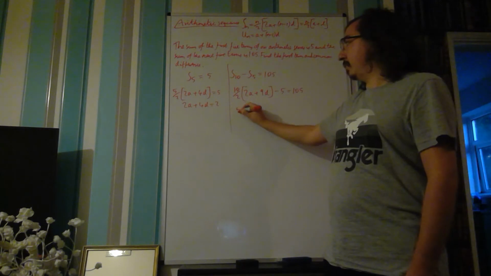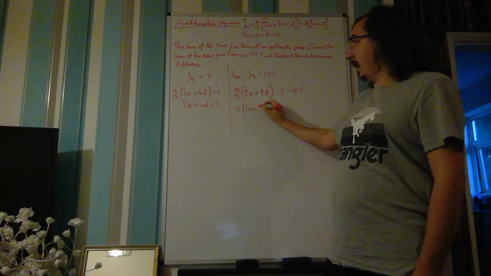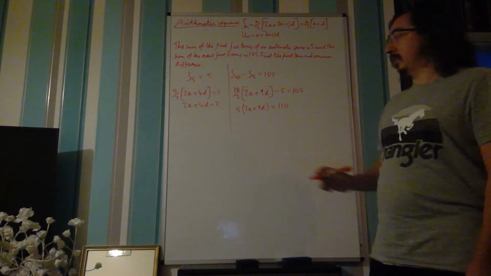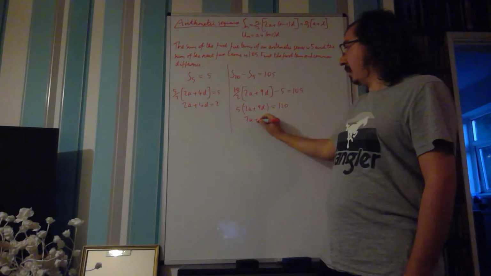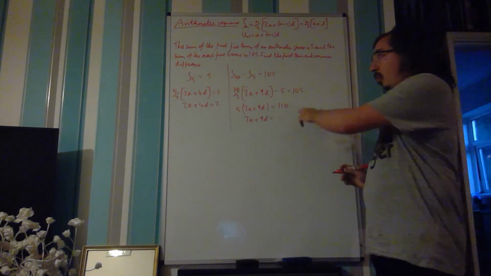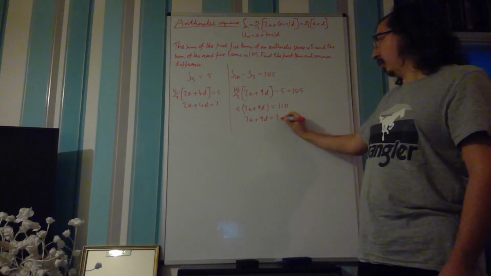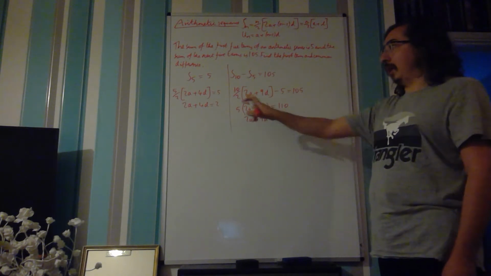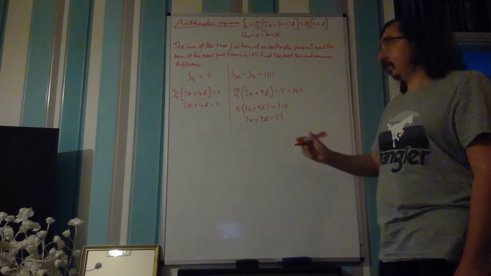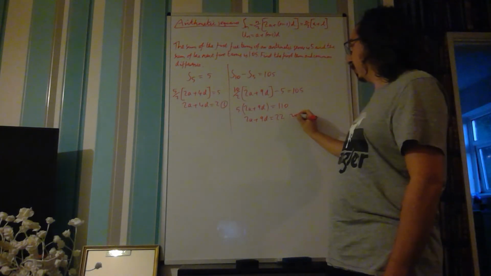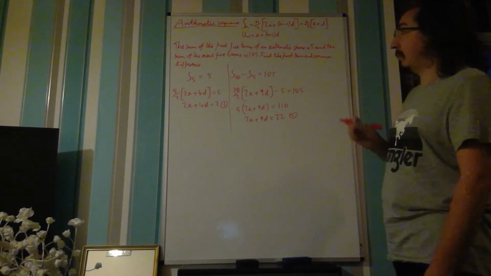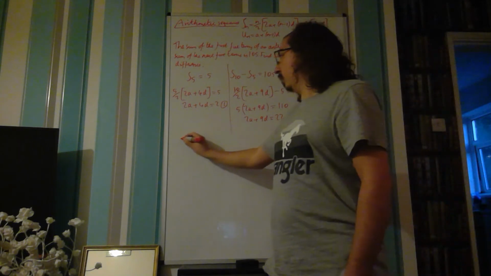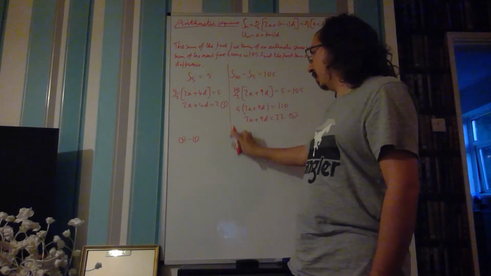So if we simplify this then, we have 5 times 2a plus 9d. If we move the 5 to the other side, we have 110. So we have 2a plus 9d is equal to 110 divided by 5, which is equal to 22. And this is why we haven't simplified the first expression. So let's call this equation 1 and equation 2. And because we want to get values for a and d, we're going to solve them simultaneously. So let's do equation 2 minus equation 1.